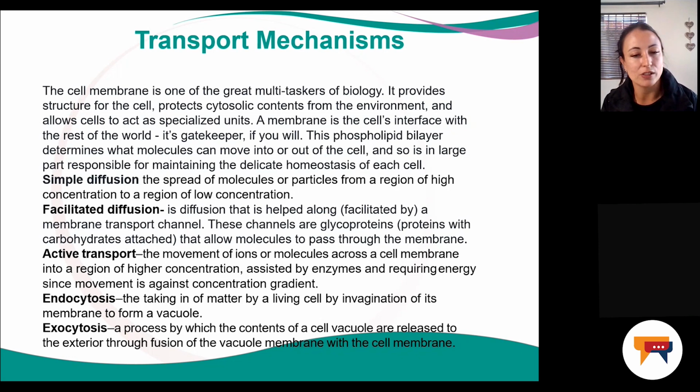And then the opposite of endocytosis is exocytosis, which is a process by which the contents of a cell vacuole are released to the exterior through fusion of the vacuole membrane with the cell membrane. So this is like pushing it out again. So when it engulfs it, endocytosis, it forms a vacuole around whatever matter. A vacuole would be a fluid-filled sac. So when it is releasing it, exocytosis, again, the vacuole merges with the cell membrane and it lets it go, pushes it out.